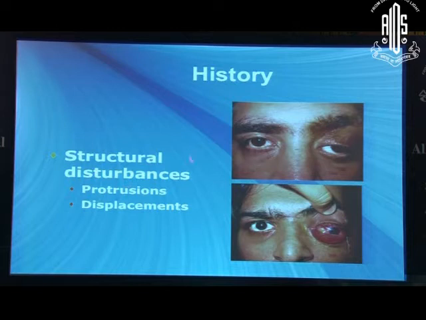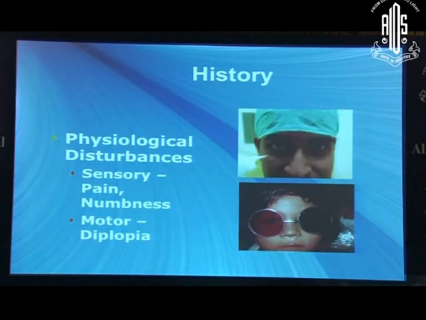Now, what are the structural disturbances? You would know from the nature of the displacement whether the displacement is straight ahead, axial, or a downward displacement. If it is downward, it would suggest that this is possibly coming from a structure located superior to the orbit. If it goes out, it is possibly indicating something coming from the sinuses and so on.